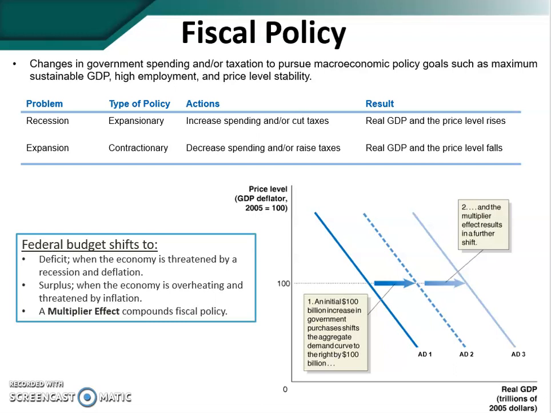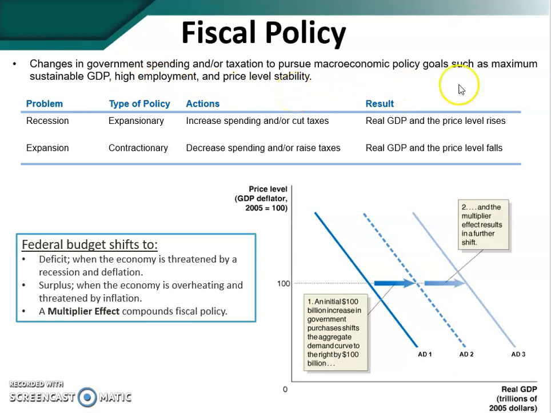In this video, I want to start the topic of fiscal policy. And essentially, fiscal policy is the alternative to monetary policy. Both are government intervention, what we sometimes call activist policy, to try to stabilize the business cycle. So fiscal policy involves changes in government spending or taxation to pursue macroeconomic policy goals, including maximum sustainable GDP, high employment, and price level stability.